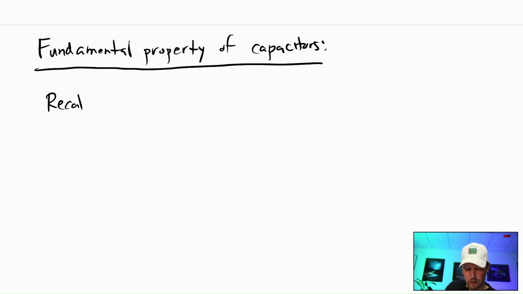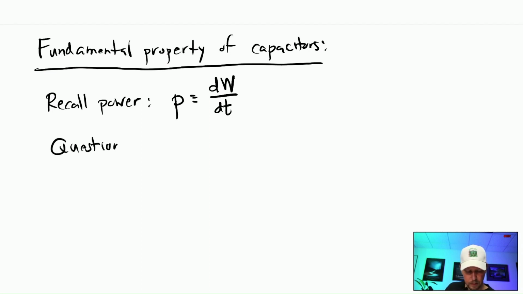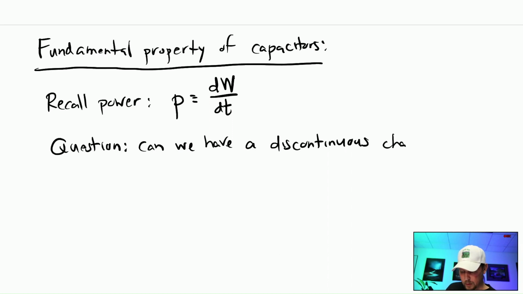So recall power. Power, by definition, is the time rate of change of the energy, or in the language of calculus, it's dW/dt. And the question, formally, is can we have a discontinuous change in the energy in the capacitor?